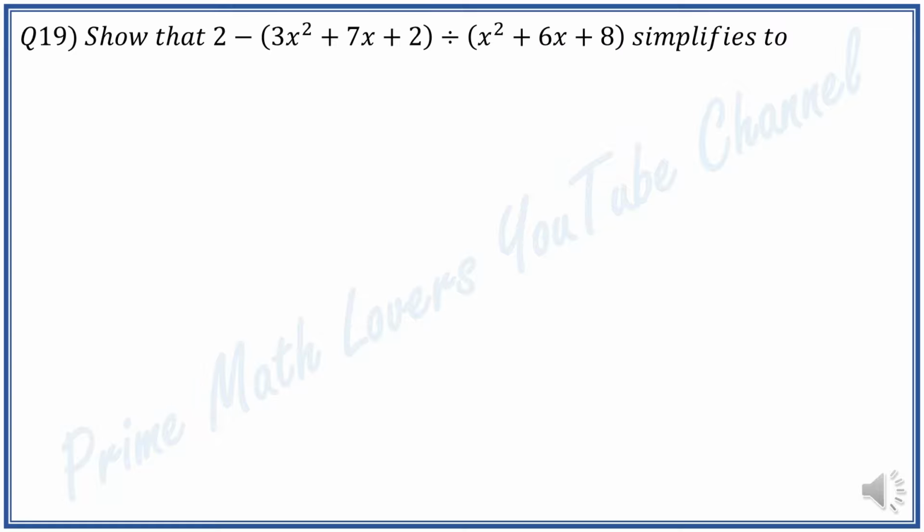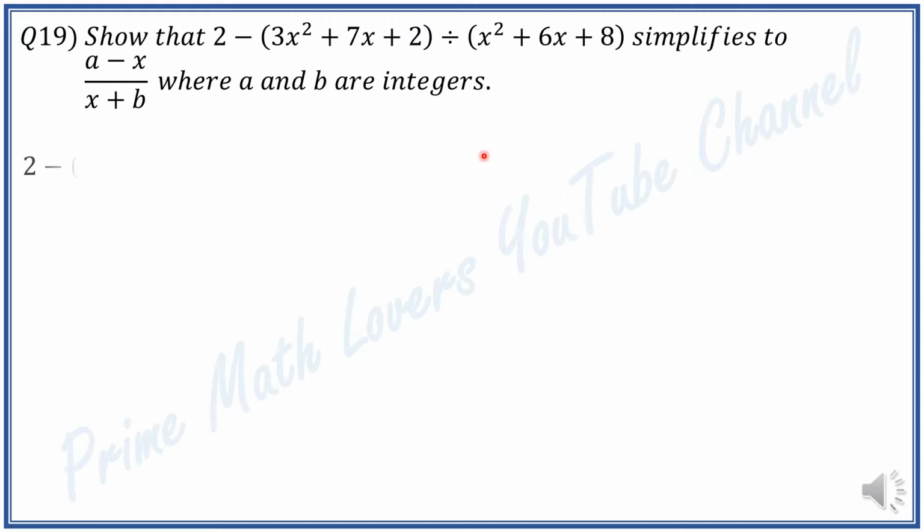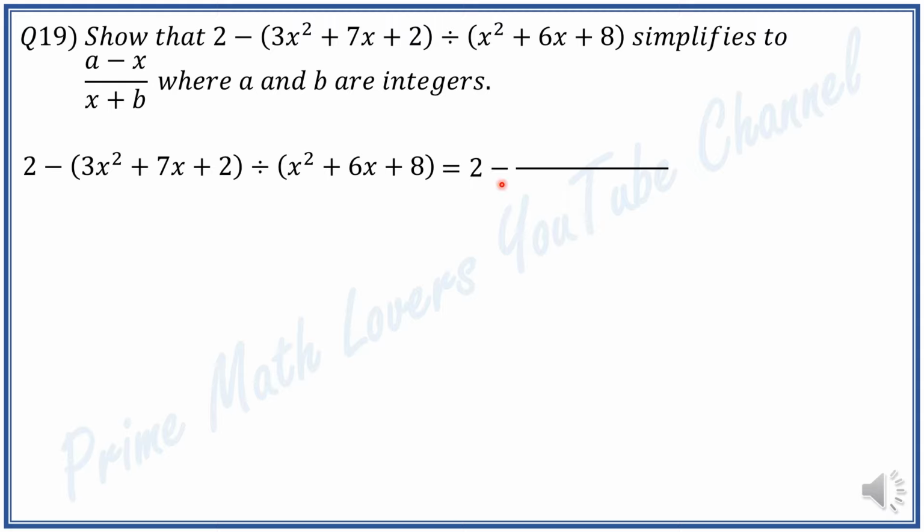Question 19. Show that 2 minus 3x squared plus 7x plus 2 divided by x squared plus 6x plus 8 simplifies to a minus x over x plus b, where a and b are integers. First, I rewrite the expression in the form of a fraction. So it will be 2 minus 3x squared plus 7x plus 2 over x squared plus 6x plus 8.